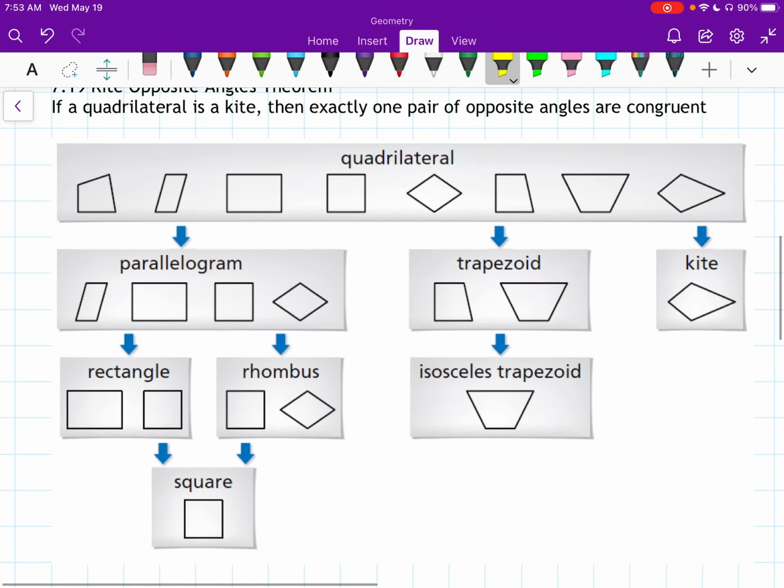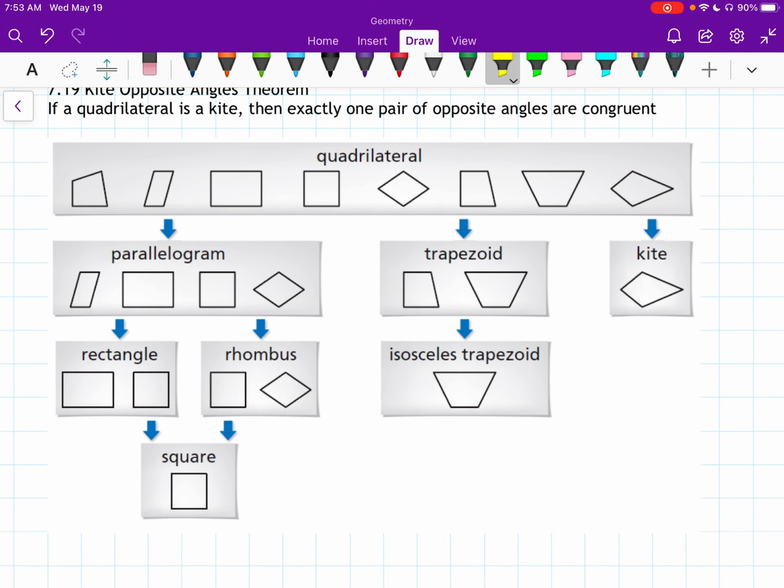Let's look at this picture. We don't need to draw it, but I like to look at it. We've got all these quadrilaterals at the top. A quadrilateral just means that it has four sides, right? That's all it means.